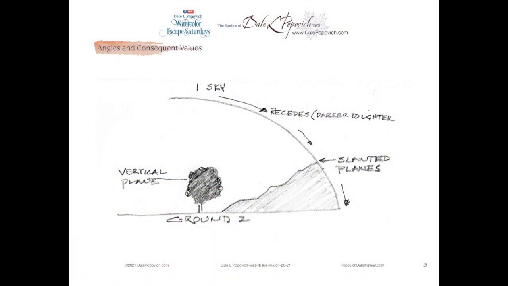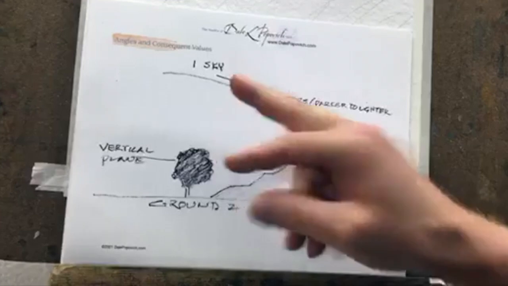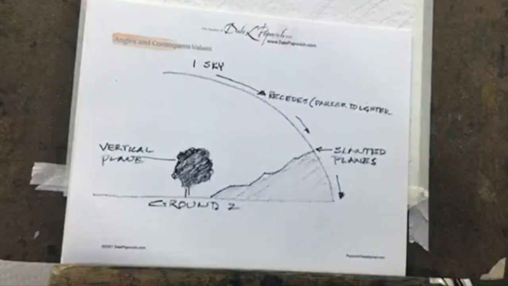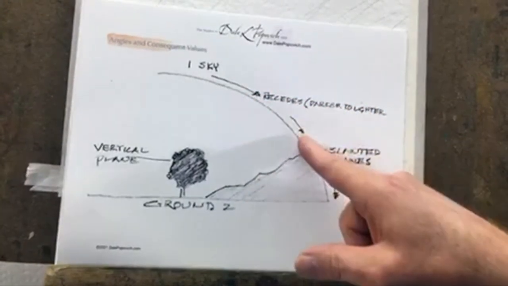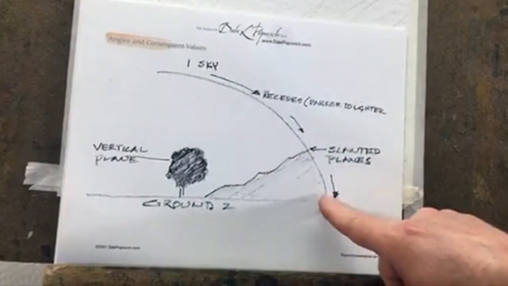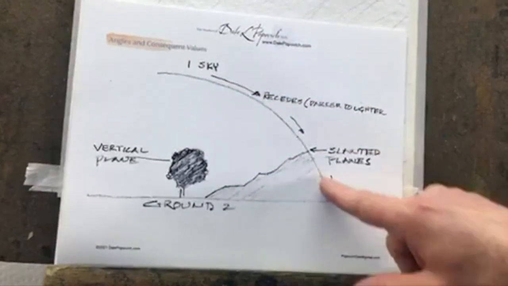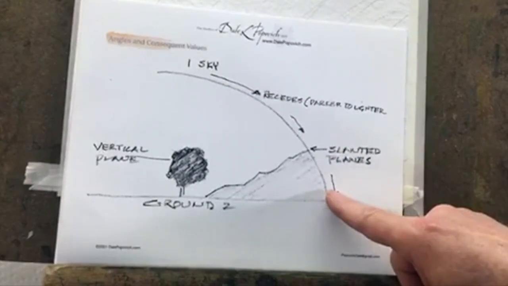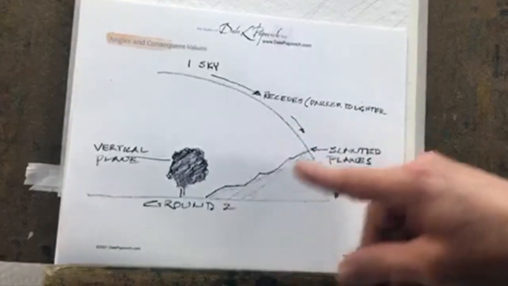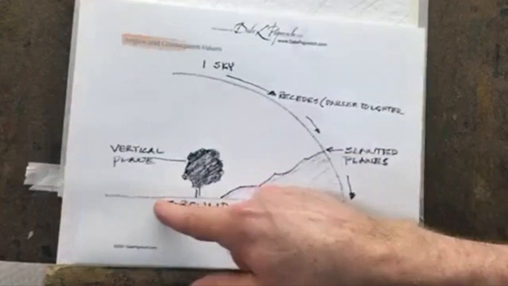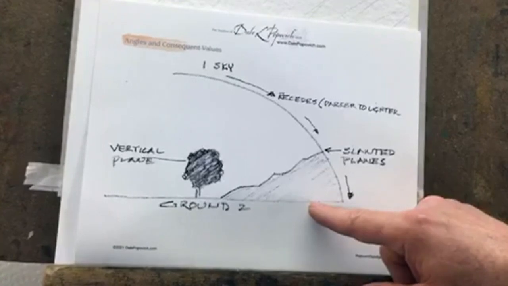And what I want to explain to you is the values that we normally see. There's four what we call angles and consequent values. We have the sky, which is the number one light, because the light comes from the sky, and it recedes to darker and grayer as it goes back, and it gets a little bit cooler. But since we're looking at values, it gets lighter and grayer as it goes back, I'm sorry. And then we have the ground itself, which is the second lightest plane.